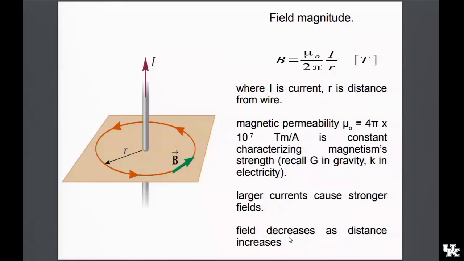If you think about these units here, Teslas meters over amps for mu naught, when you multiply it by a current, you'll cancel out the amps. When you divide it by a distance, you'll cancel out the meters. That gives you a magnetic field in Teslas. So it has to be those units.